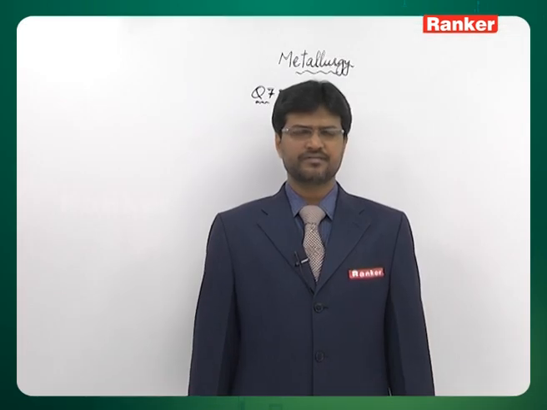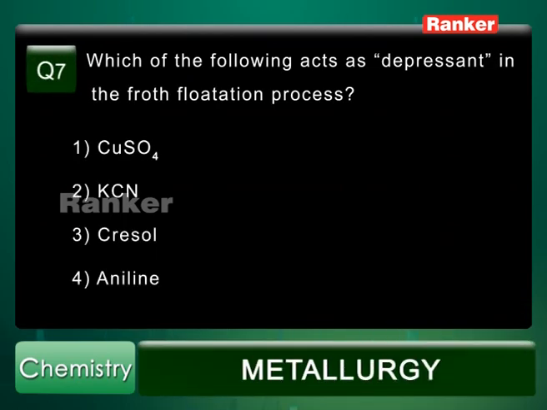Question number 7. Which of the following acts as depressant in the froth flotation process? Depressant in froth flotation process. Option 1, copper sulfate. Option 2, KCN. Option 3, cresol. And option 4 is aniline. And the correct answer is second option, KCN. Let's find out.